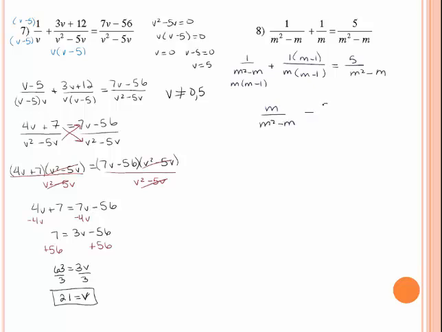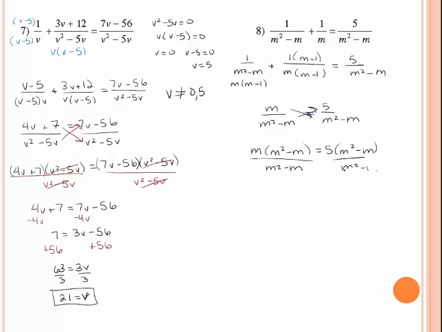If I were to cross multiply, I'll get m times m squared minus m is equal to 5 times m squared minus m. That's for my cross multiplication. Dividing both sides by m squared minus m gives me that m is equal to 5.